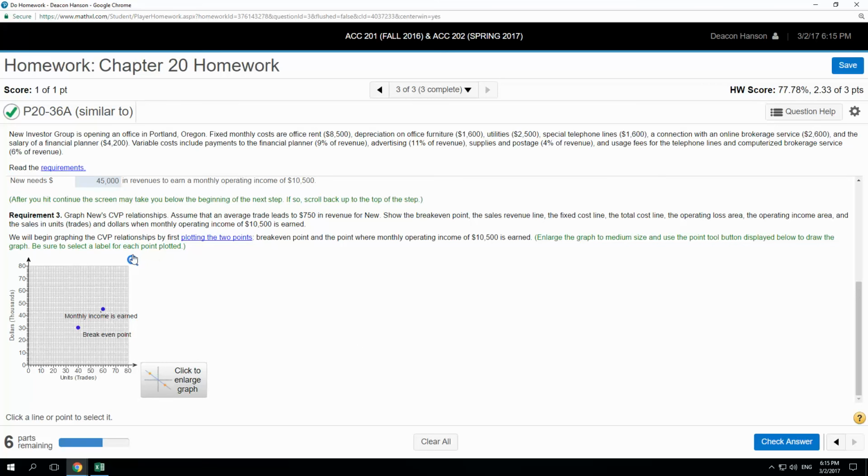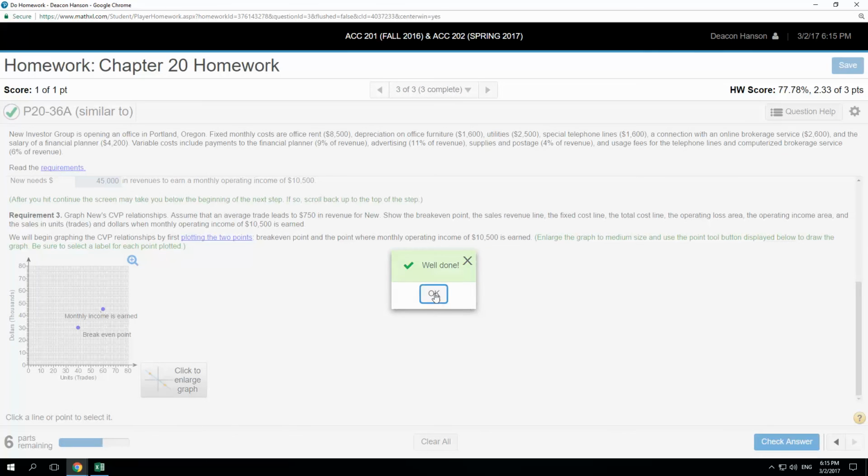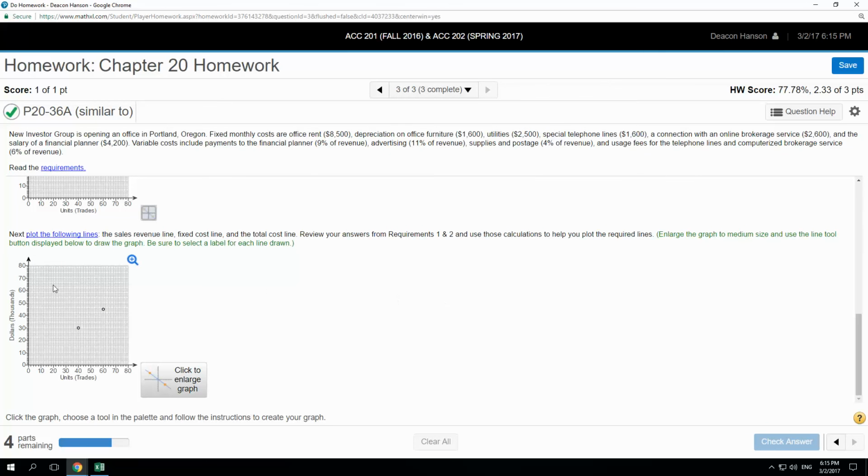But do we need to draw the line? The exercise before had us connect the lines, do we need to connect the lines? Let's see what it says here. We will begin by graphing the CVP relationship by first plotting the 2 points. I think it's just points, so I'm going to hit check answer, and it says well done. Now it says, next plot the following lines.